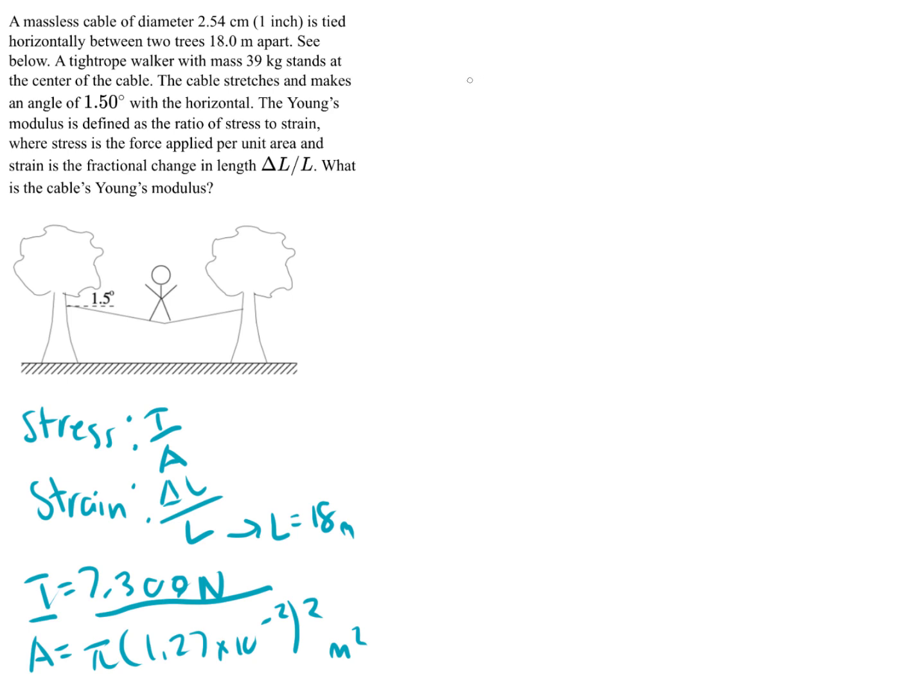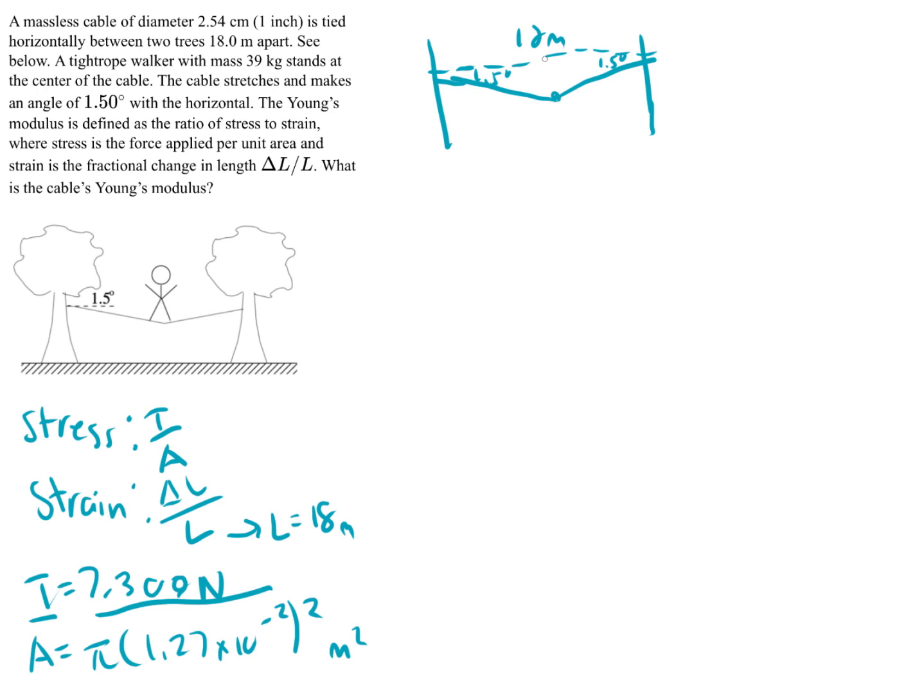So to figure this out, start by drawing a diagram that is very similar to the one that is provided. Here are the cables, the middle is your person, and let's say that the horizontal is simply 18 meters. That's the distance between the two trees. Now, when they form an angle of 1.5 degrees, they're bending the cables, and this actually makes it longer.